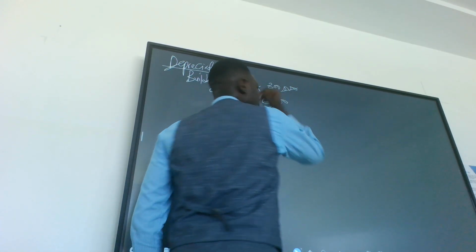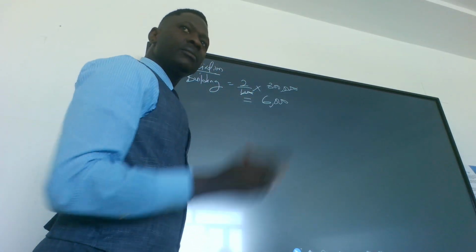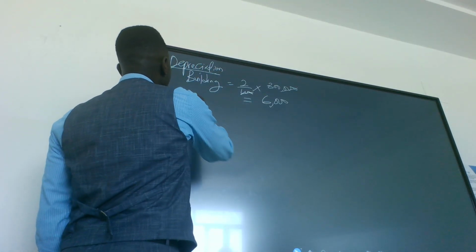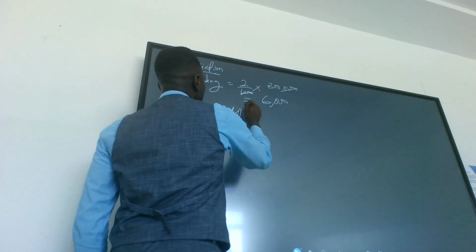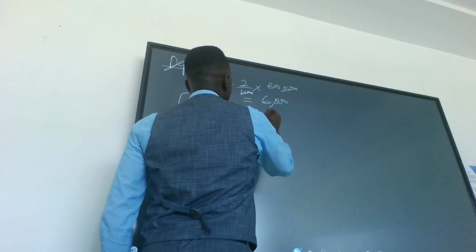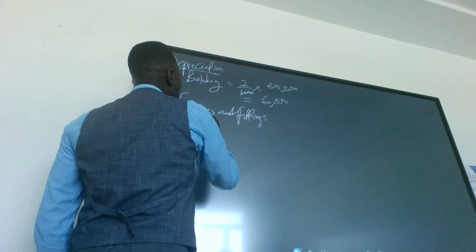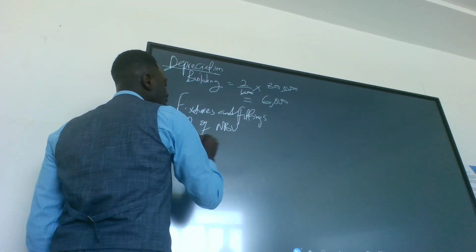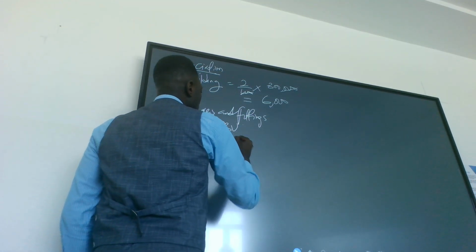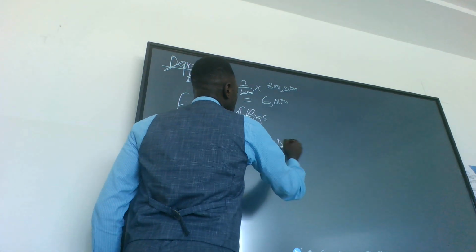6,000. So that's the depreciation of building. The next one is fixtures and fittings: 10% of net book value. NBV is cost minus accumulated depreciation.